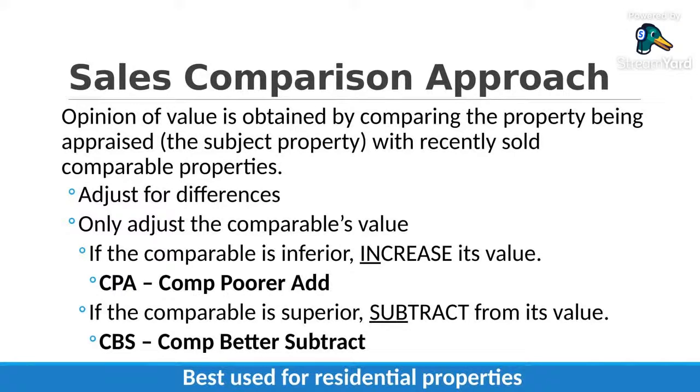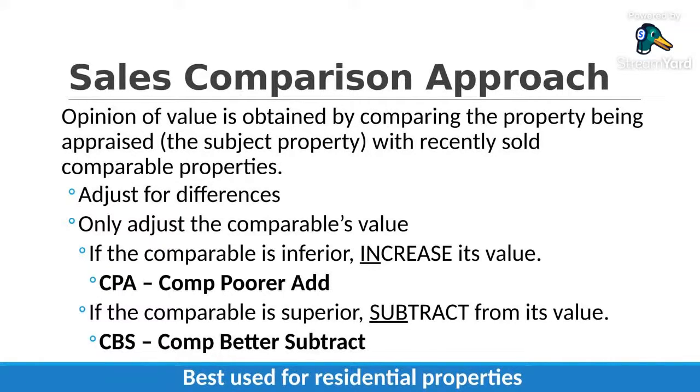And then the opposite happens if the comp is superior or better. So let's say your house is better than my house. Your house sold for 250, and that means my house is probably going to sell for less than 250. So let's say you have the garage and I don't. Now we're going to subtract what we think is the value of the garage to help me find the value of my house. Okay, so if the comparable is better, we subtract.